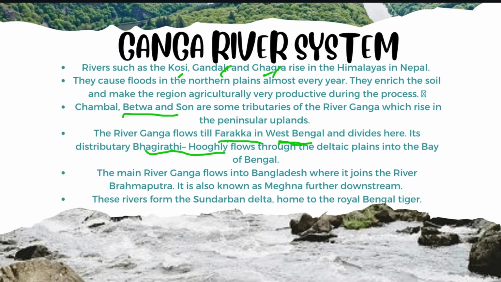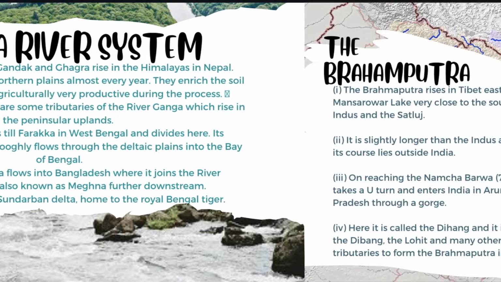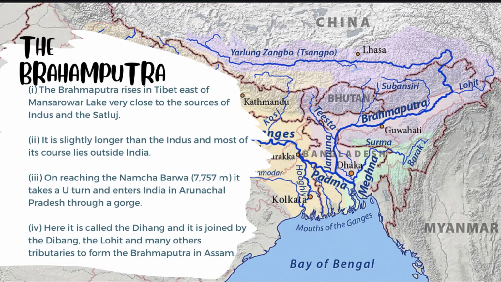After coming to West Bengal, it divides near Farakka and then one branch is called Hooghly, and one area is coming to Bangladesh. So in Bangladesh, it is joined with the Brahmaputra, and in Bengal, it forms a delta that is called the Sundarban Delta. It is a very famous delta, making it a home for royal tigers.